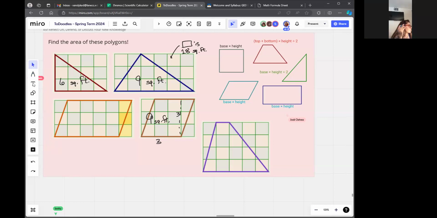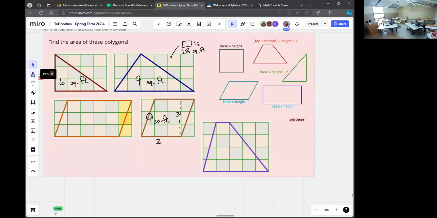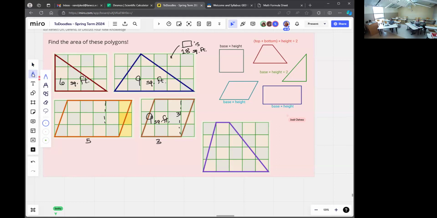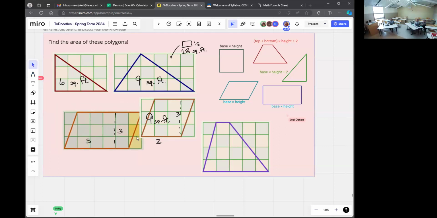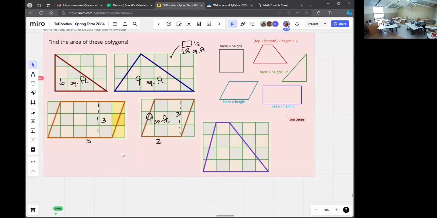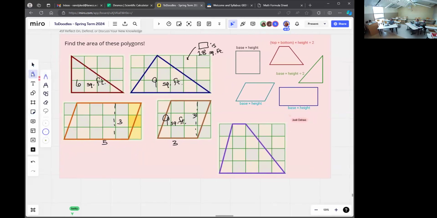Let's look at this one too. With this orangey one, there's 5 on the bottom, and the height is 3, so 5 times 3 is 15. And if we grabbed, it doesn't come apart, does it? No, I wasn't that fancy. So if we grabbed this part here and moved it over here.